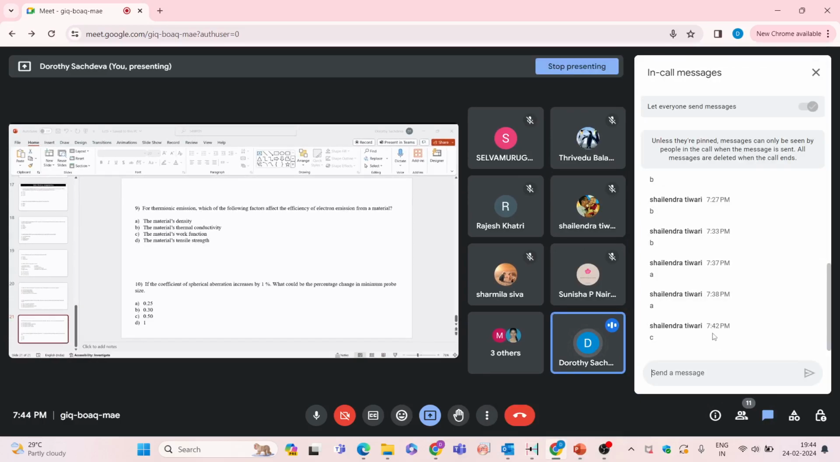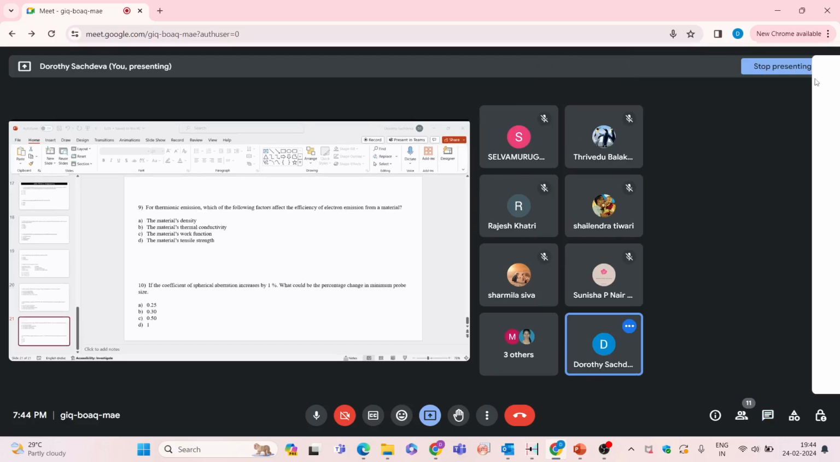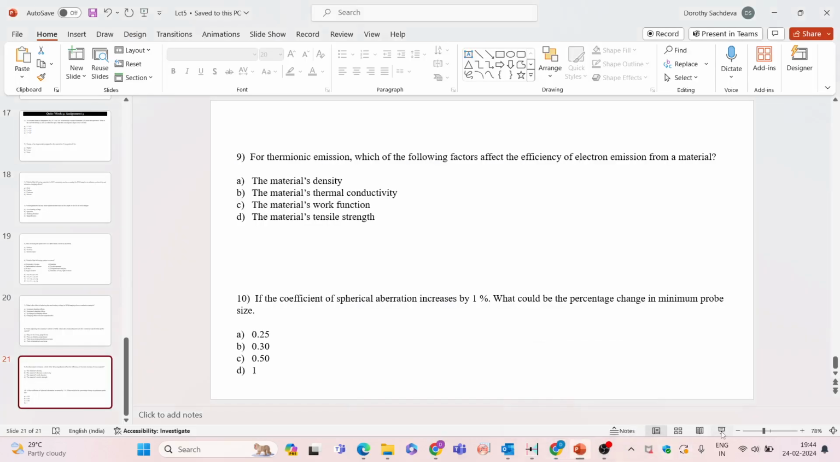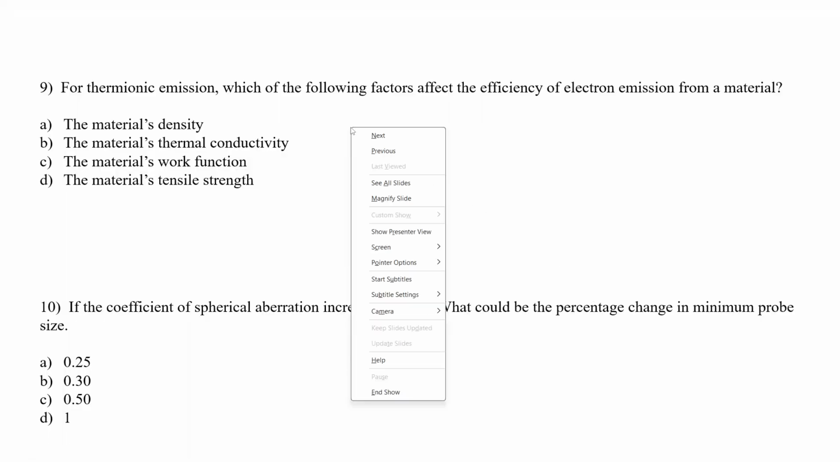Shailendra says option C. Option C is what? The material's work function. Yeah, you are absolutely correct. We discussed this in the last lecture, I remember.